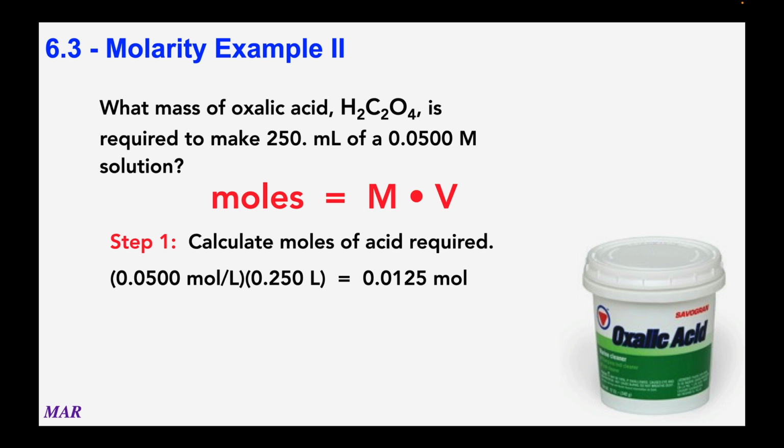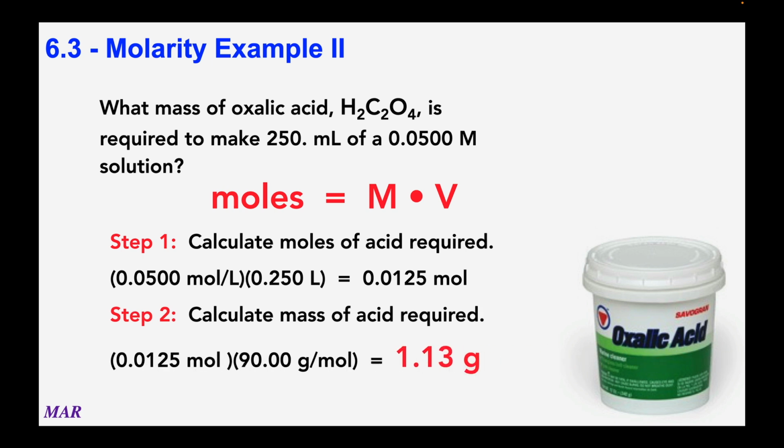And if you multiply that by the big M, which is moles per liter, the liters on top and the liters on the bottom cancel. 0.0125 moles of oxalic acid are needed. So if you had the molar mass of oxalic acid, which you can get from the periodic table, 2 hydrogens, 2 carbons, and 4 oxygens, that comes out to be 90.00 grams per mole. If you multiply that by the moles you need, it turns out we need 1.13 grams of oxalic acid. If we add that to 250 milliliters of water, we'll have a 0.0500 molar solution.